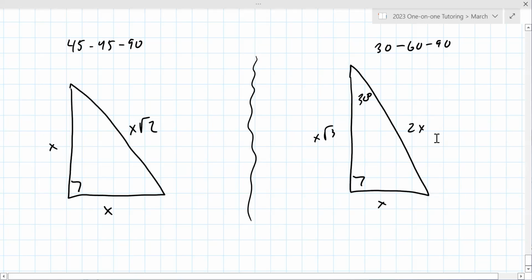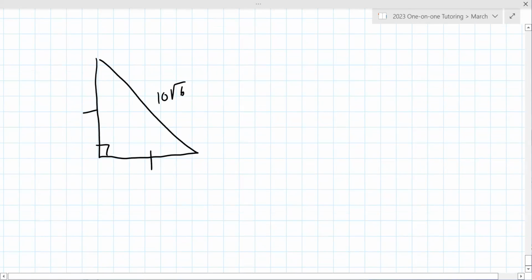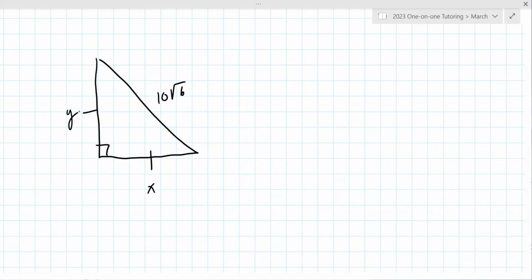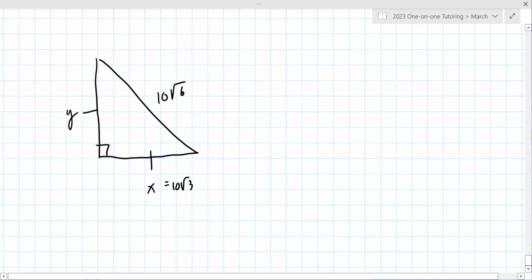So I guess we'll go back and forth here. Let's say I give you something like this, and I tell you that this is 10 root 6, and I want you to find x and y. Would x be 10 radical 3? Good. What about y? Then y would be 10 radical 3 as well. Good. Very good.